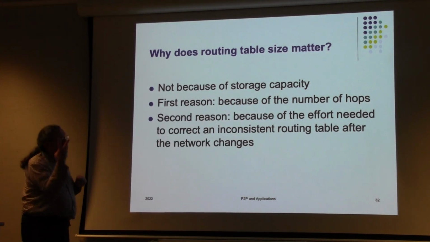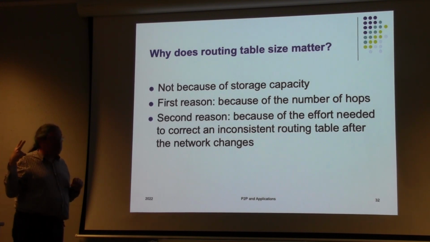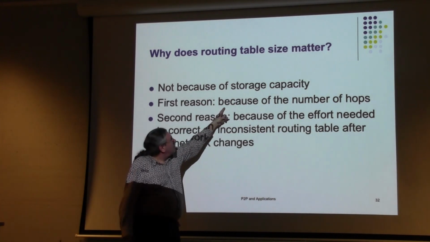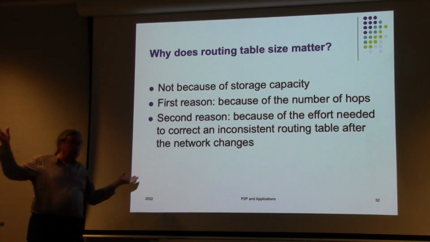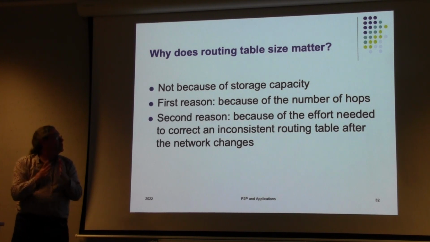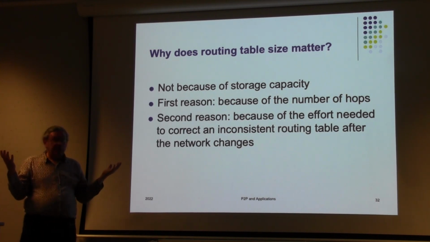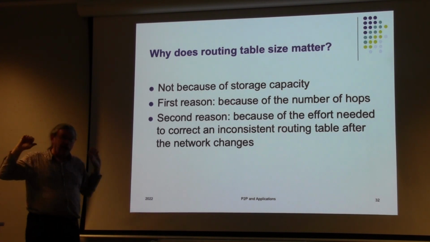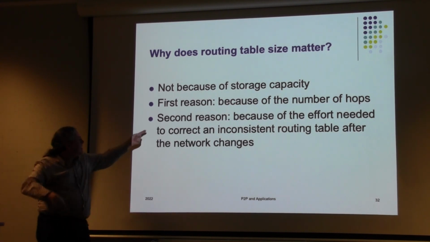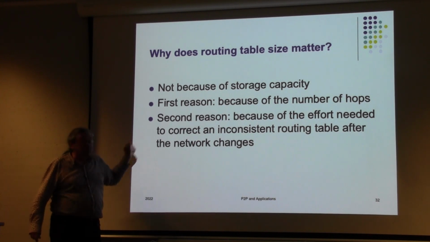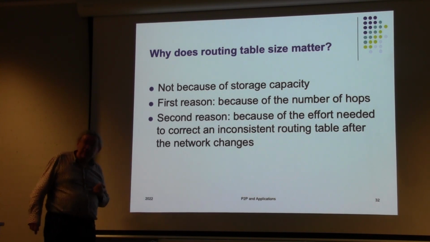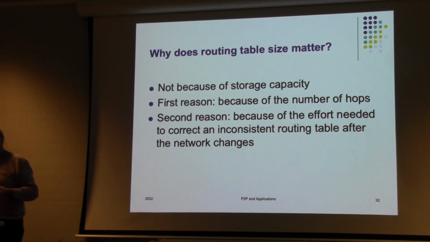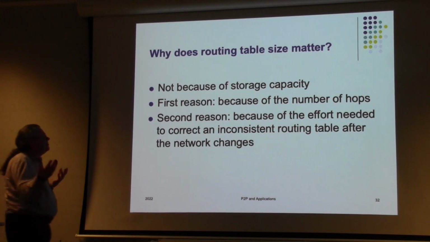There's two reasons why we want to have big or small routing tables. One is the number of hops. There's a trade-off. The bigger the routing table, the smaller the number of hops. But you might say, great, let's just have huge routing tables since they don't take almost any memory. But then there's another thing, the second reason. When there's a mistake in the routing table, you have to fix it. And the bigger the routing table is, the more work it takes. So there's a trade-off.